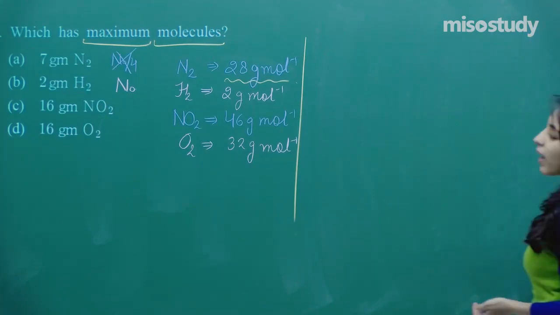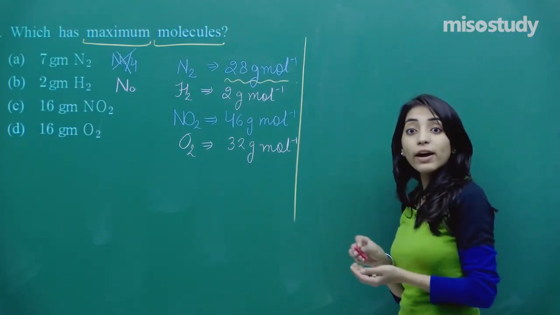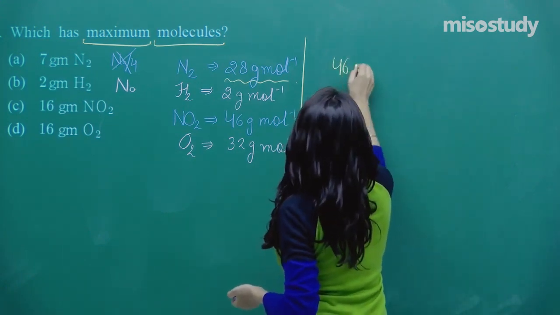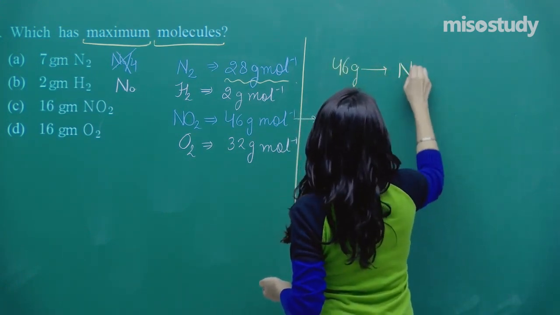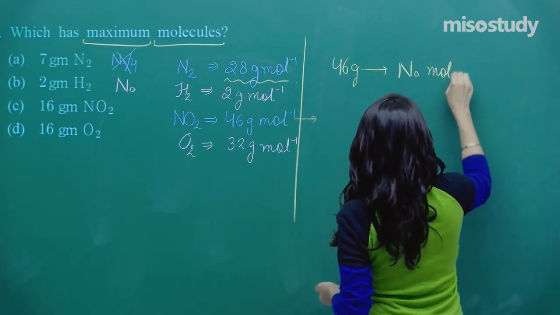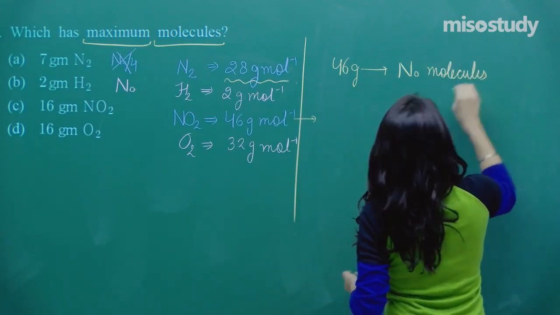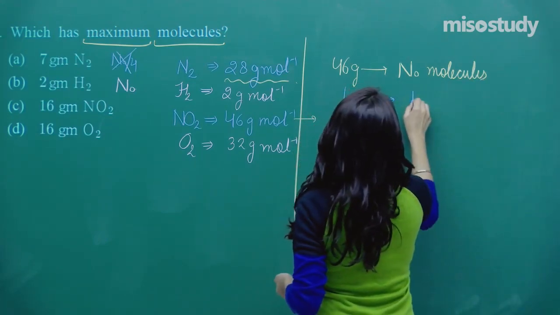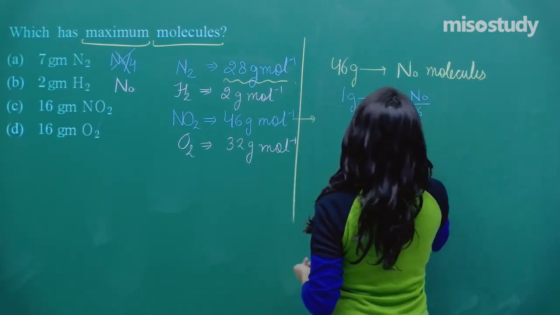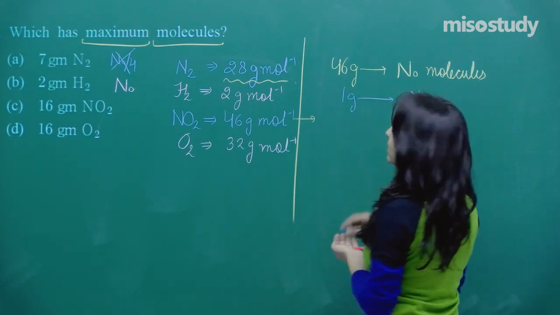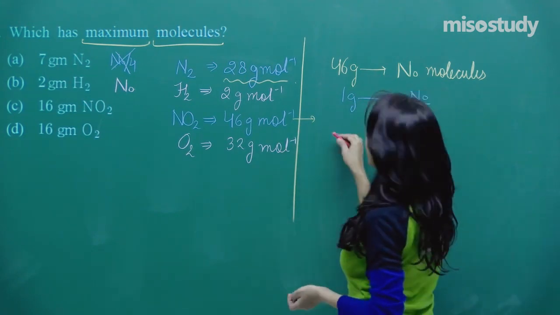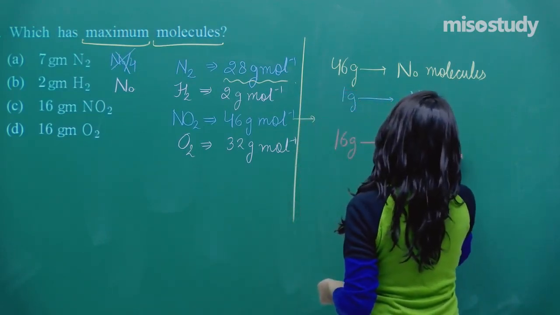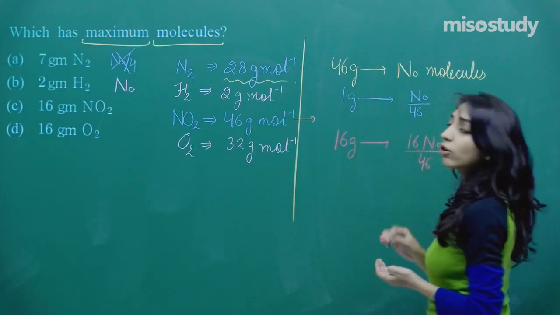Now what is the third part? This says 16 gram of NO2 has how many molecules? Guys, see here. So you can say 46 gram has N naught molecules, right? So 1 gram will have N naught by 46. And how much do we have? 16 grams. So 16 gram will have 16 N naught by 46.